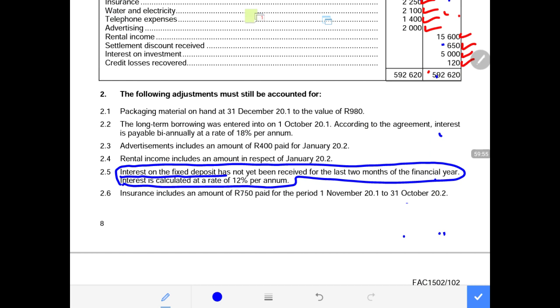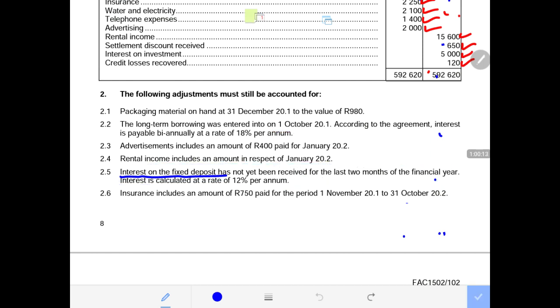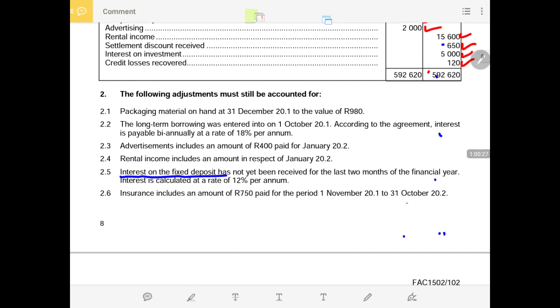Hence, they don't give us the same scenario where they said we entered into the loan agreement on 1st October. They don't tell us the date we entered because they know that we entered before the beginning of the year. That means we're supposed to receive interest for the full year. So please be mindful of that. When they are quiet, we assume that we're supposed to receive 12% of the 50,000 for the full year. Then the difference between what was already received and what was supposed to be received will be an accrued or a prepaid, but in this case, it's accrued income.